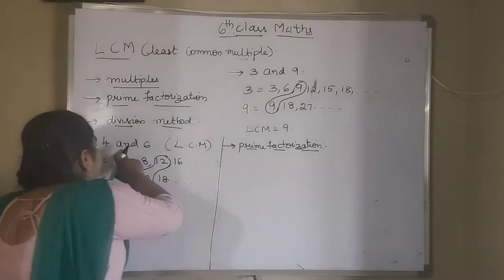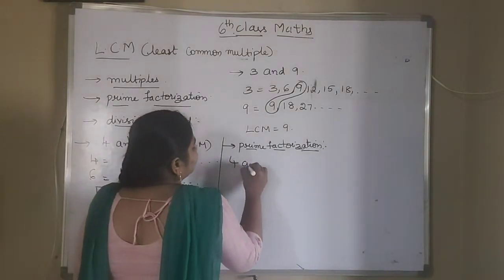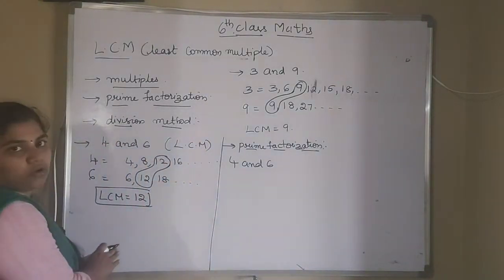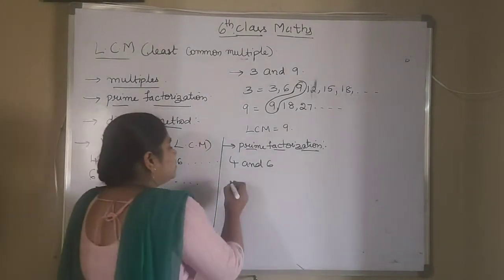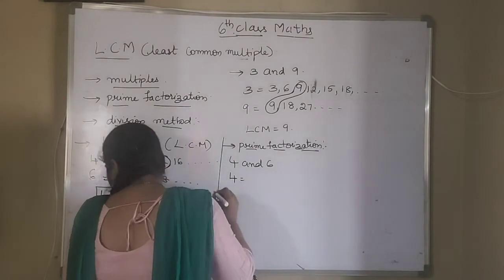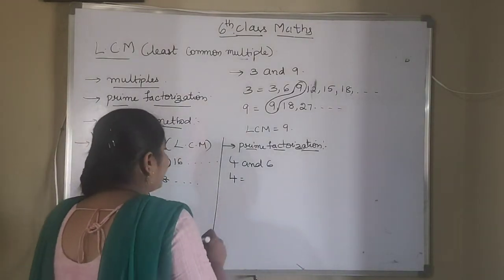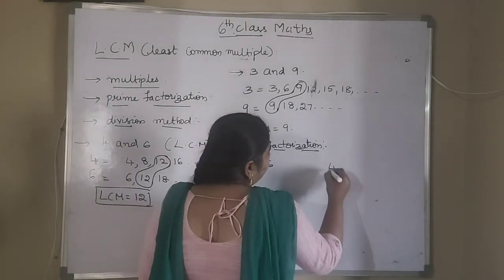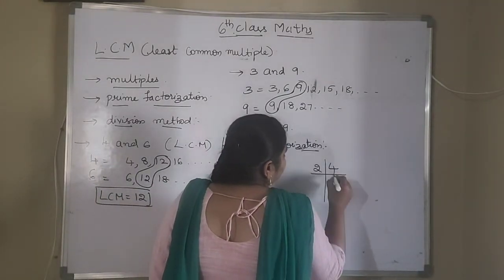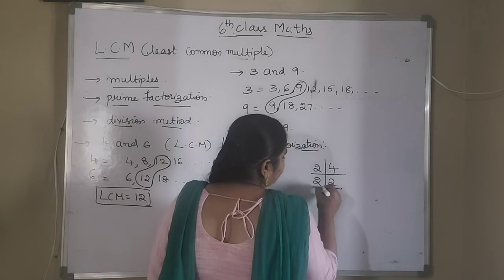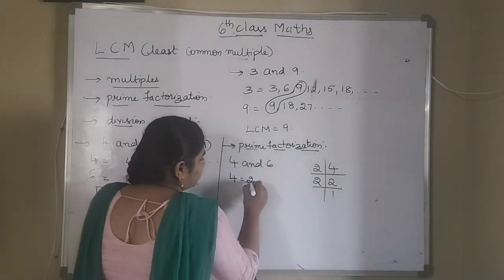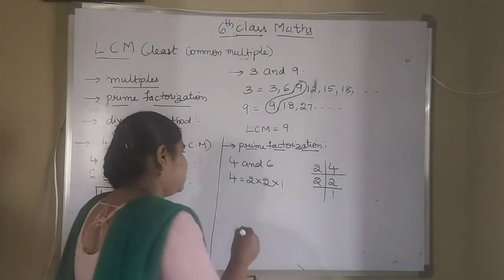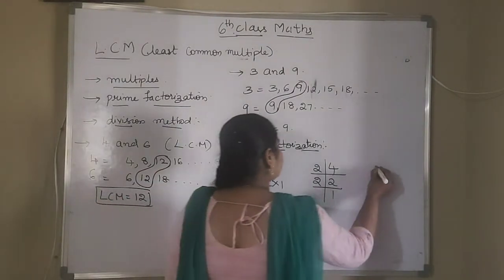So what is the first question here? 4 and 6. In this method you will get the same answer or not, we will see. First we have to write the prime factors of 4. 4 will go in which table? In the 2 table. 2 2s are 4, 2 1s are 2. So we can write 4 as 2 into 2 into 1. Is it right?